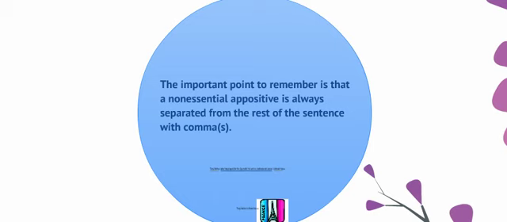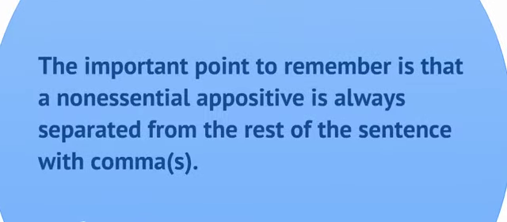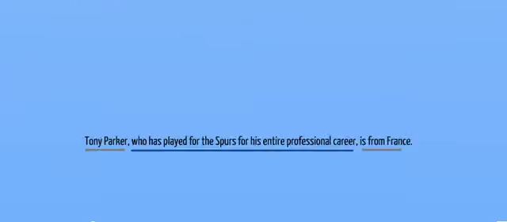So an important point to remember is that a non-essential appositive is always separated from the rest of the sentence with commas. This term non-essential means you don't have to have it. It's extra information that gives more detail to your sentences. Let's look at another example.